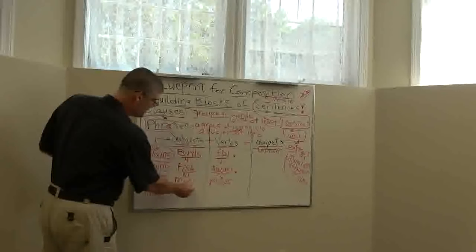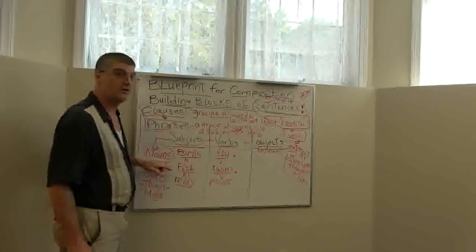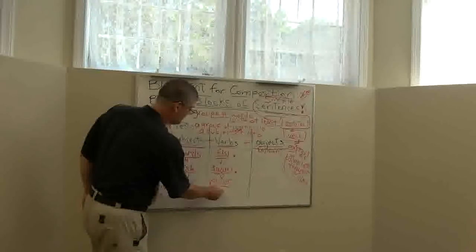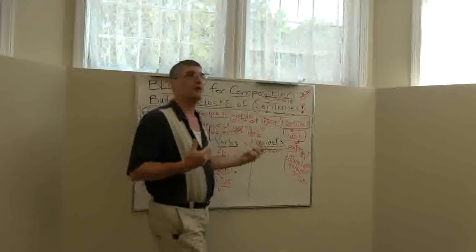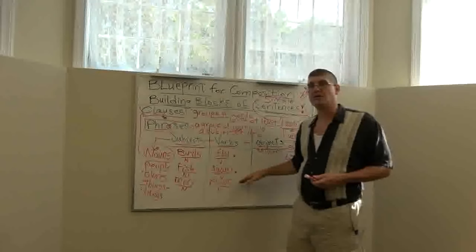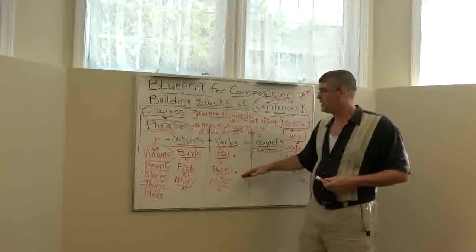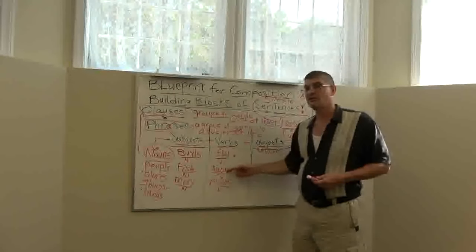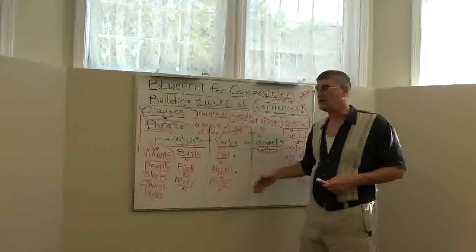Now, Mary being a person, Mary would be a noun. Plays is a verb, so here's our noun subject, here's our verb. Now, when I say Mary plays, I could stop the sentence right there. Okay? Because Mary plays. You have many different meanings of the word play in English.